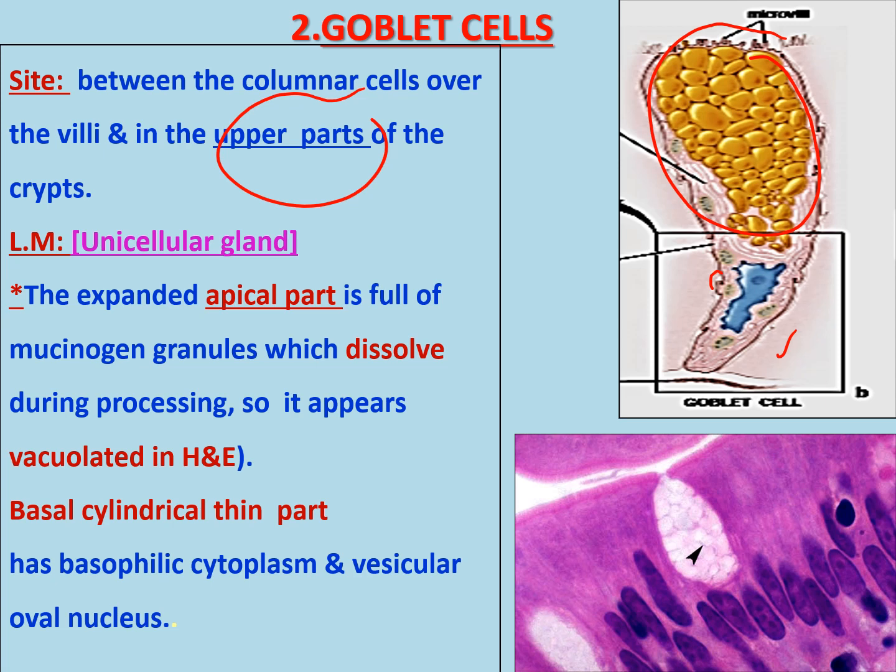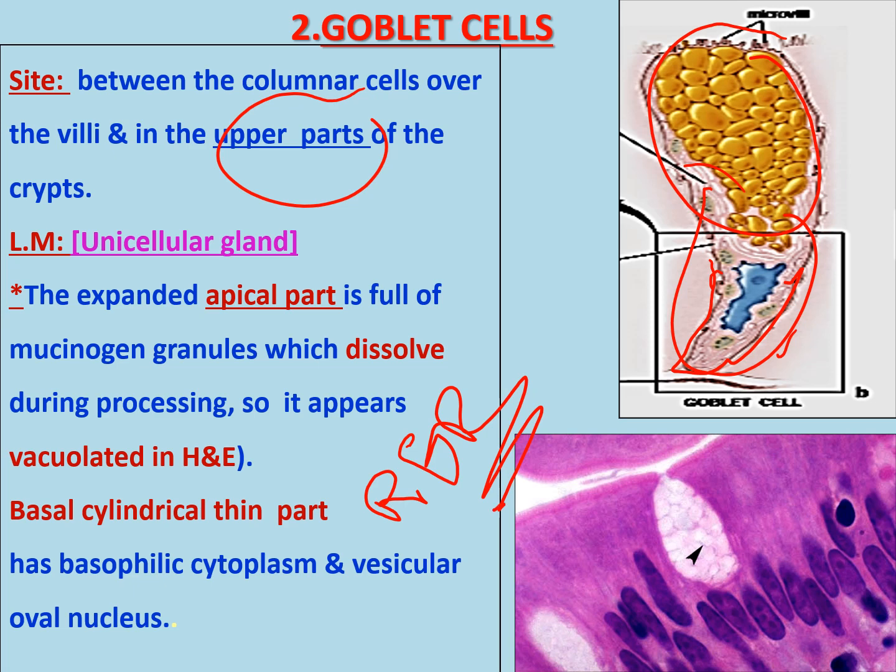What about the basal part? It is narrower, so it is like a goblet, so it is called goblet cells. What about the cytoplasm? Cytoplasm will be apparent in the lower part. Is it acidophilic or basophilic? It is basophilic cytoplasm. Why is it basophilic? Due to the presence of rough endoplasmic reticulum. What about the nucleus? Are you going to find it apical or basal? It will be basal, because the apical part contains only mucinogen granules.